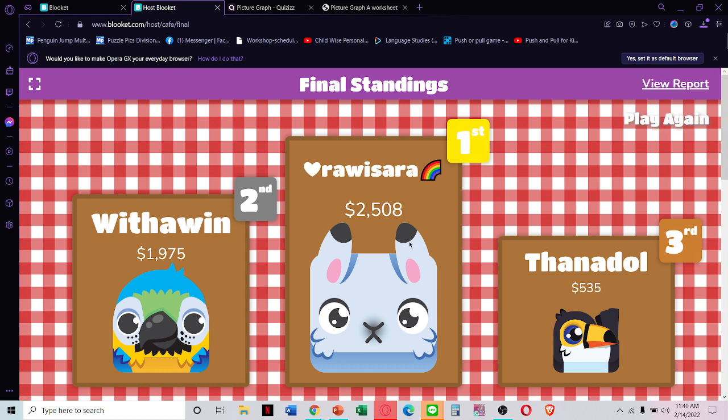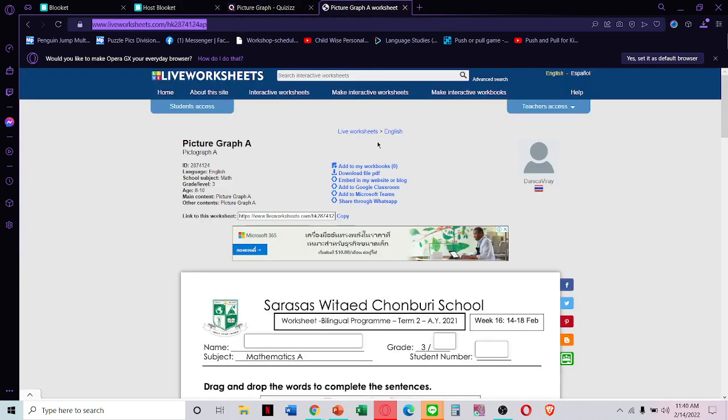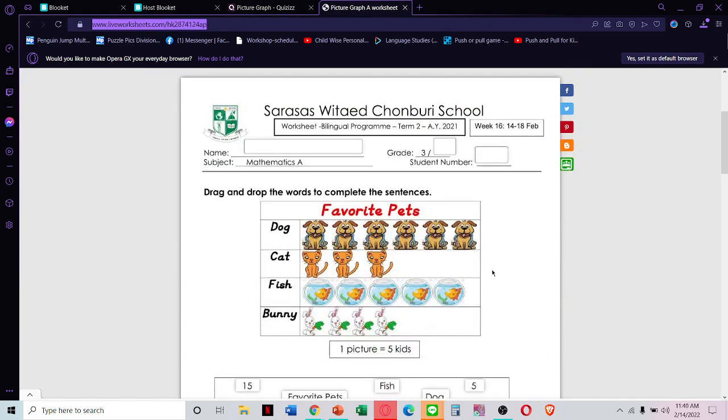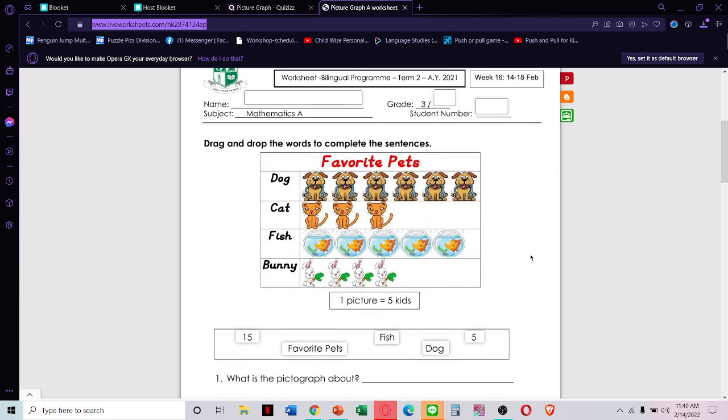Okay. Now let us answer our live worksheet now. All right. For the live worksheet, we have here a picture graph. It's about the favorite pets. And then one picture is equal to 5 kids. This one is 5, 5, 5.